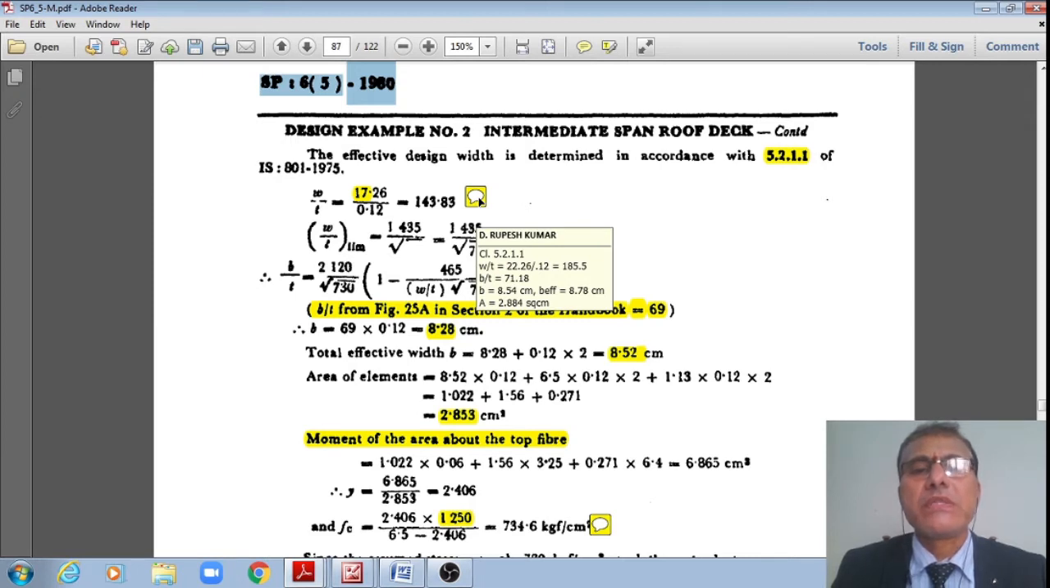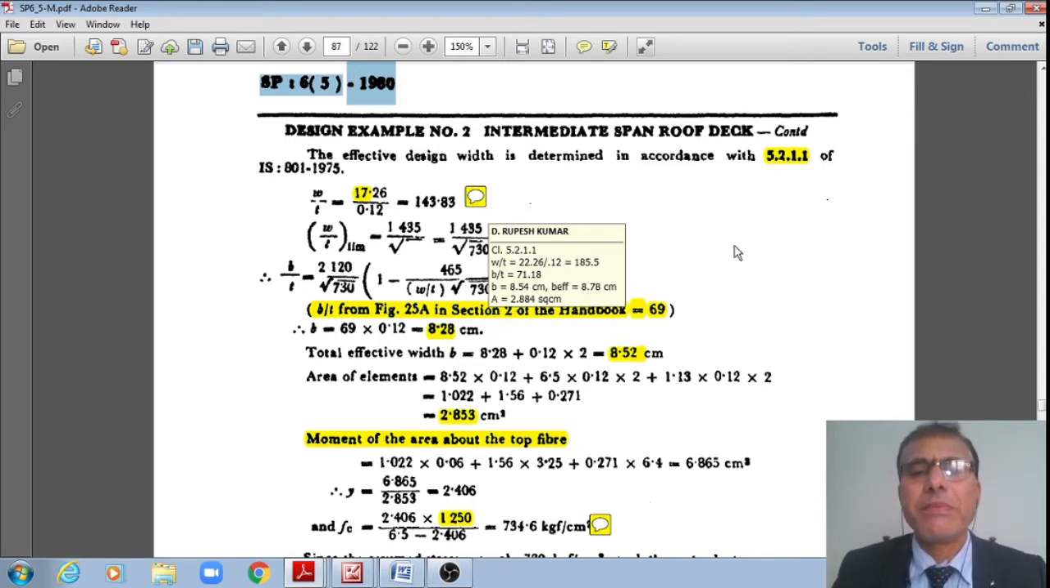B is equal to 71.18 multiplied by thickness 0.12. Therefore, it works out to 8.54, not 8.28, student, it works out to 8.54. Therefore, the total effective width B is equal to this 8.54 plus 2 multiplied by the thicknesses on either side. 2 multiplied by thicknesses, right?